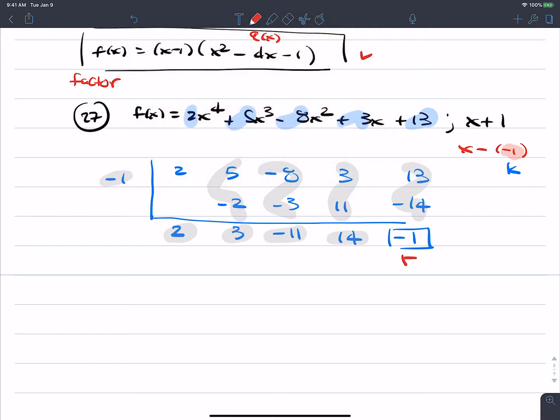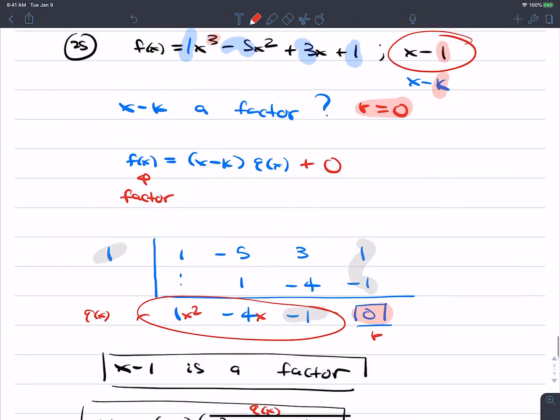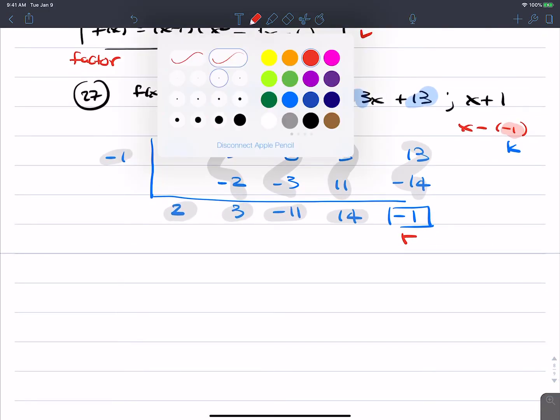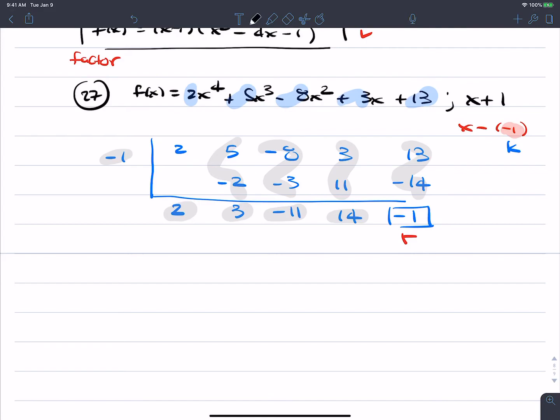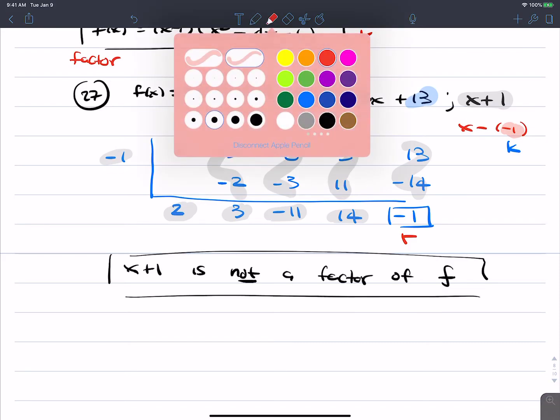Remember, this is our remainder, and this remainder is not 0. So when do you have a factor again? When the remainder equals 0. We're looking at this here. So here's what we can conclude here. The x plus 1, here's what they want us to check, that term is not a factor of your original polynomial function f. That's what they want us to check. Simply because our remainder value here is not equal to 0. This is a remainder. It's negative 1.